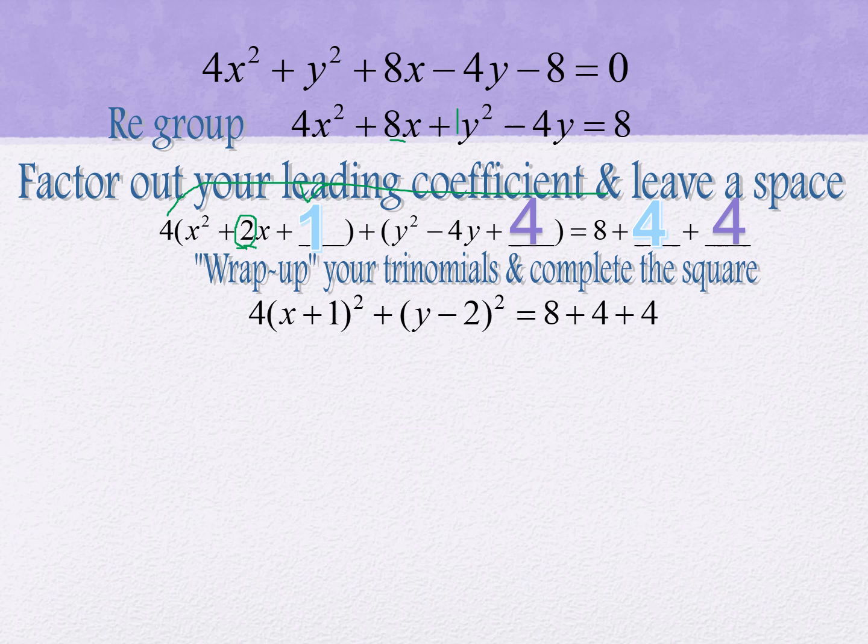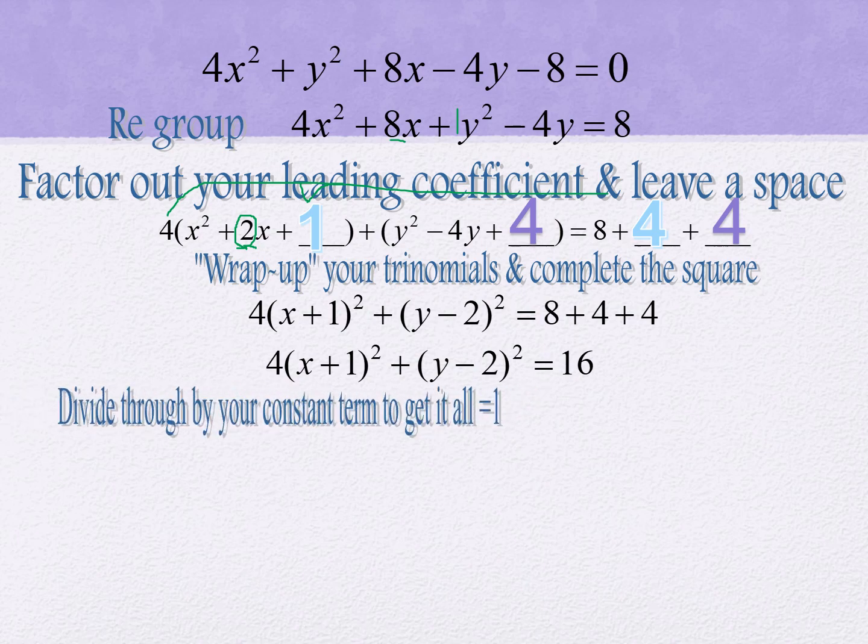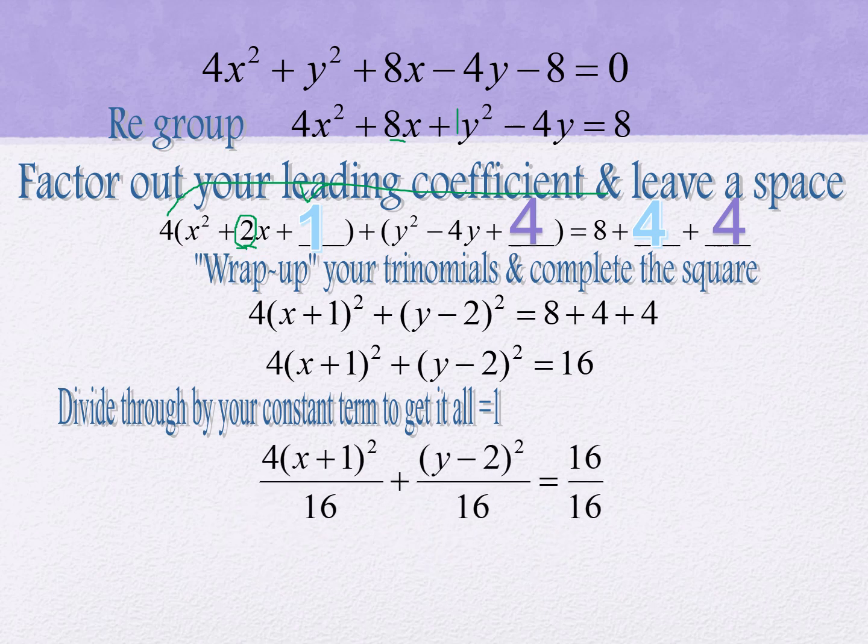Factor your perfect square trinomials. Now notice the 4 is still out there in front of the x. Combine your like terms on the other side. We get 16. And we're almost there, but we have to have it equal to 1. It's not done until it's equal to 1. So last but not least, we're going to divide through my constant to get it all equal to 1.